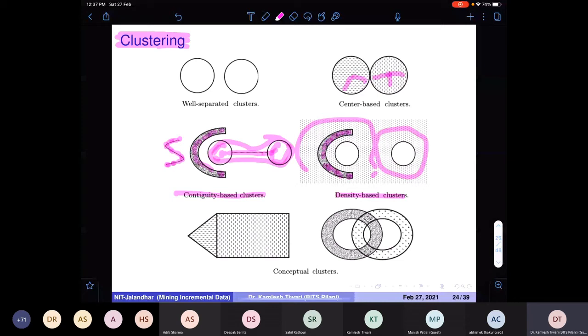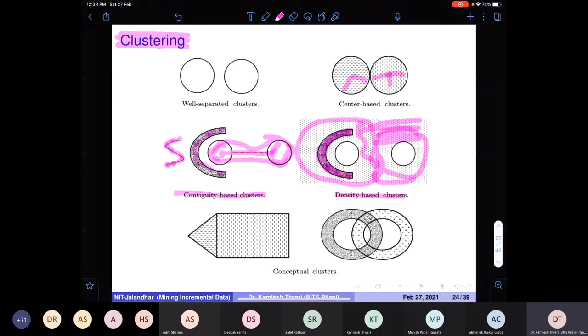Most of the time in the medical domain, when you want to do some kind of segmentation, this kind of scenario arises. For example, this may be a tumor or anything, and these could be healthy cells, so you want to segregate one from the other.